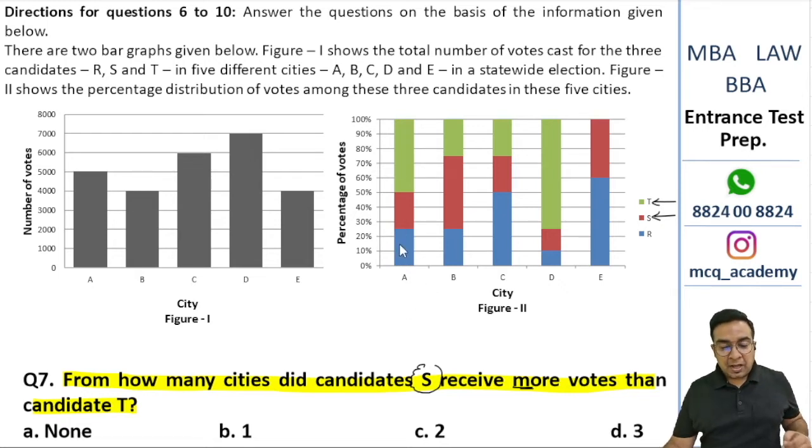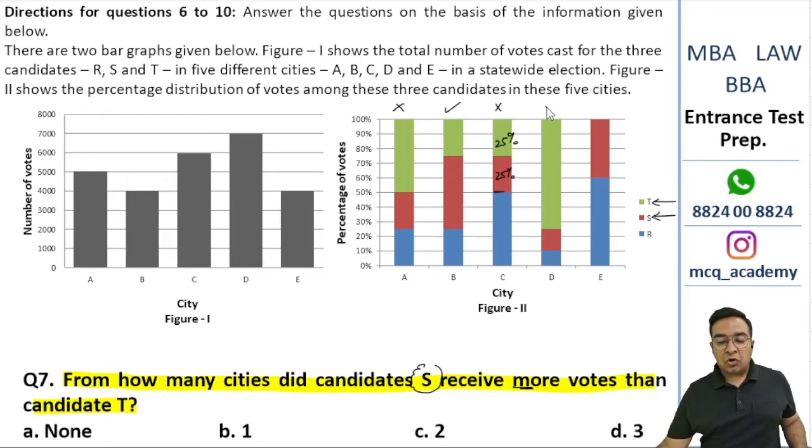So look here. If I talk about city A, the green portion is larger than the red portion, so this is not to be taken into account. City B, the red portion is bigger, is larger than the green portion, therefore this is to be taken into account. For city C, if you look into it closely, the red portion is 50 to 75, that is 25%, and the green portion is again 75 to 100, that is 25%. So the portions for S and T are equal to each other, therefore this is not to be accounted, because we need cities where the red portion is bigger than the green portion.